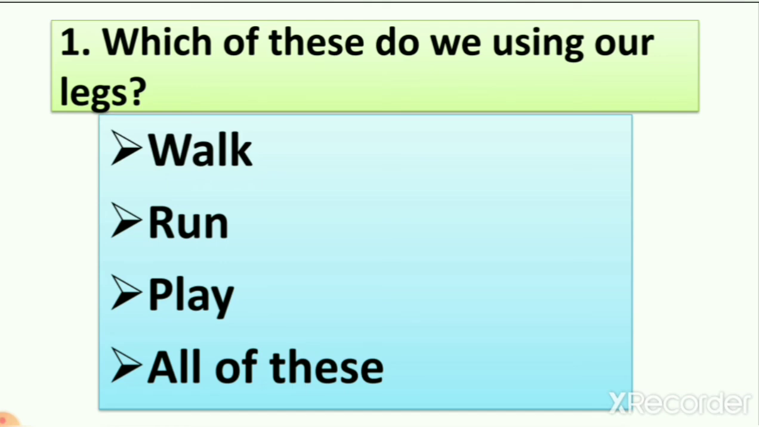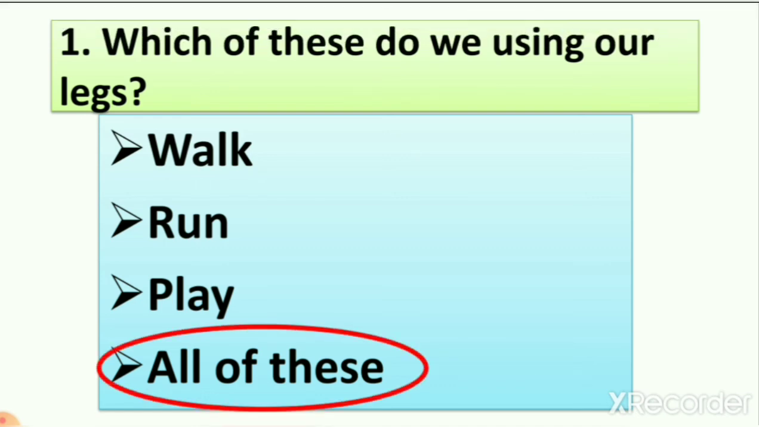So we have four options: walk, so we can walk with the help of our legs, right? Run, we can run with the help of our legs. Play, we play cricket, football, and many other games with the help of our legs. So all three are right, but we have to write only one answer. And option number 4 is all of this, right? So all options are right. So what is the answer here? Walk, run, play, all of this. So we circle all of this. Why? Because we use our legs to walk, run and play, right?